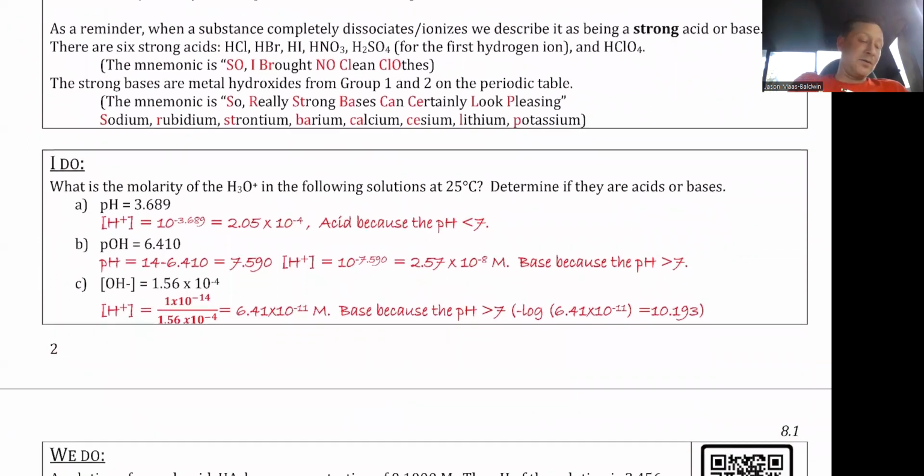And then also, as a reminder, you guys need to memorize your strong acids and your strong bases. The strong acids, here's one mnemonic for memorizing. So I brought no clean clothes. Okay, well, maybe that helps for you. Maybe it doesn't, but hydrochloric, hydroiodic, hydrobromic, nitric, sulfuric acid, and also perchloric acid. Those are our 6 strong acids.